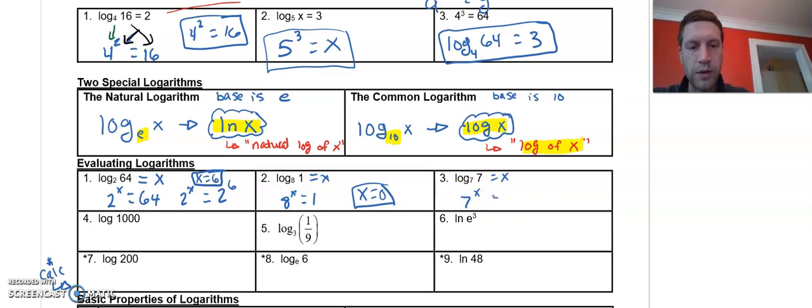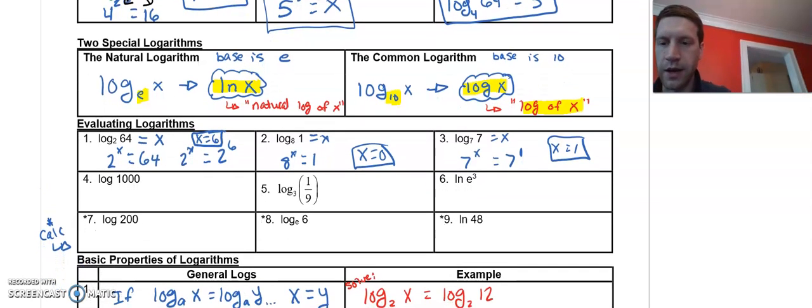Okay, drop and swap. 7 to the x is equal to 7. Well, let's put an exponent there. Exponents have to be equal now, so x has to equal 1.